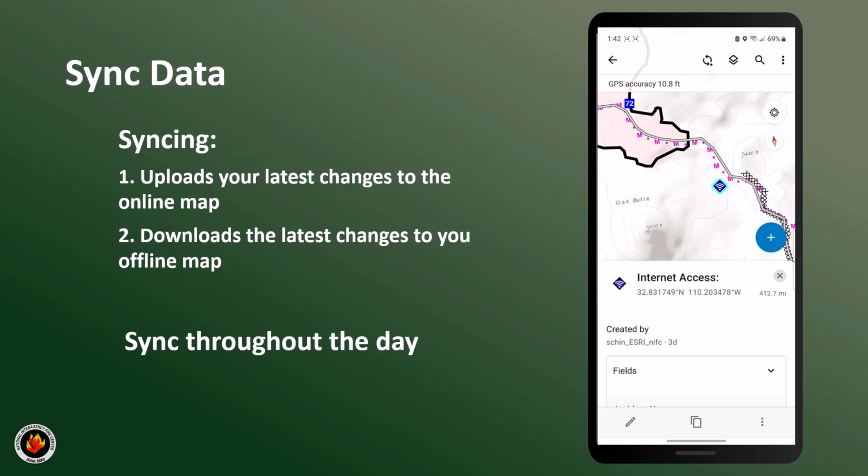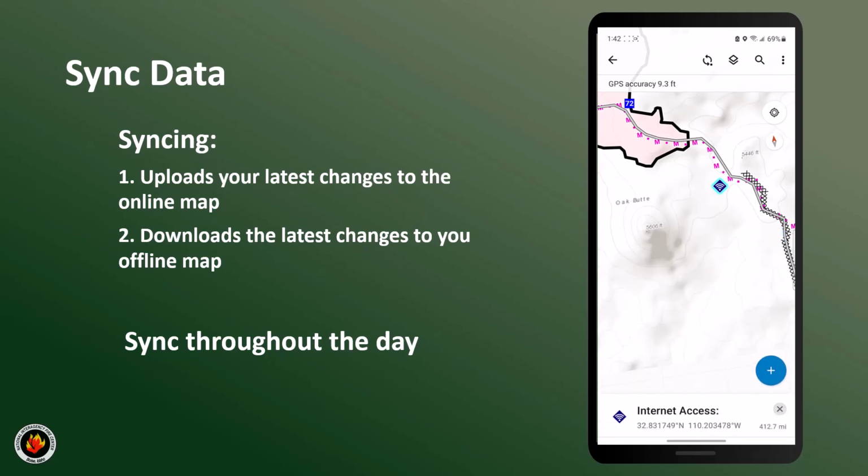Now let's talk about syncing your data. Because your data is offline, when you add a point, it's not automatically reflected in everyone else's dataset. Syncing your map both uploads your latest changes to the online map and downloads the latest changes to your offline map. To sync, go to the top and click the arrows.